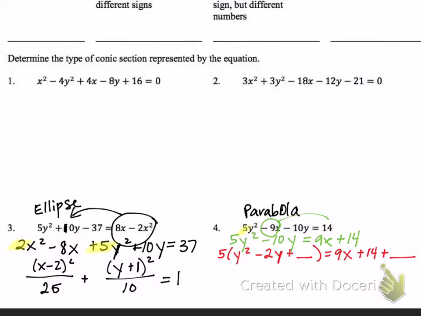So I take half of b, which would be -1, and then I square it. So what goes in the blank? 1. Then I take 5 times 1, and I put what in the second blank? 5. Good. So remember to multiply. Then I'm going to factor the stuff in parentheses. So I would have 5 times y minus 1 squared equals 9x plus 19.